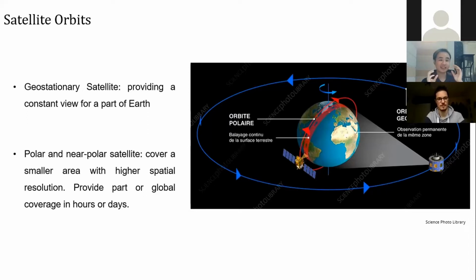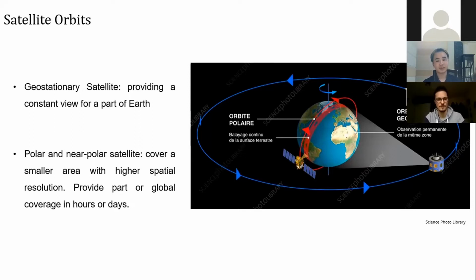It rotates around the Earth at the same speed as the Earth rotates around itself, so it always stays in one fixed location above the Earth. That is really convenient for transmitting signals for telecommunications and for weather forecast monitoring. But of course, because it stays really far from the Earth, the spatial resolution of images from geostationary satellites is very coarse.